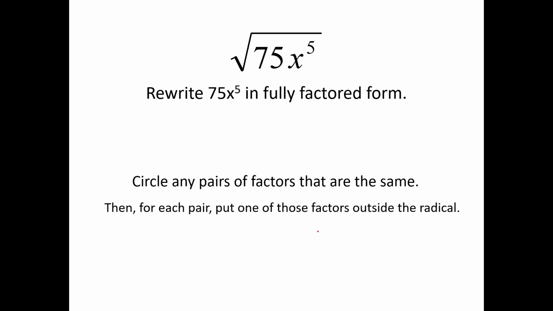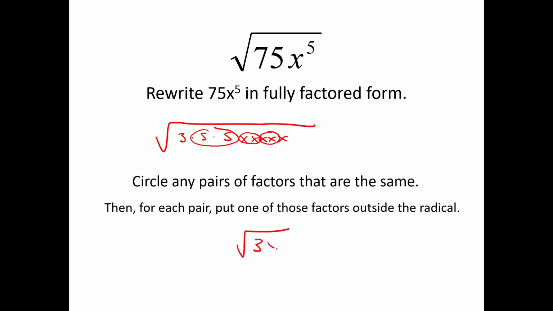Okay, so 75 I'm going to write out. I happen to know that it is 3 times 5 times 5 from before, and x times x times x times x times x, right? There are 5 copies. Circle a pair of 5's, a pair of x's, and another pair of x's. So on the inside, we didn't circle a 3 and we didn't circle an x. On the outside, we circled a 5 and an x and an x, and all that is multiplied together. x times x is x squared. And we're done.